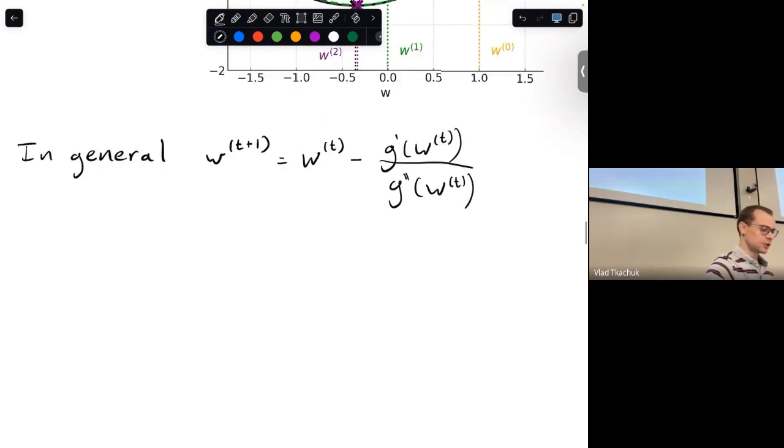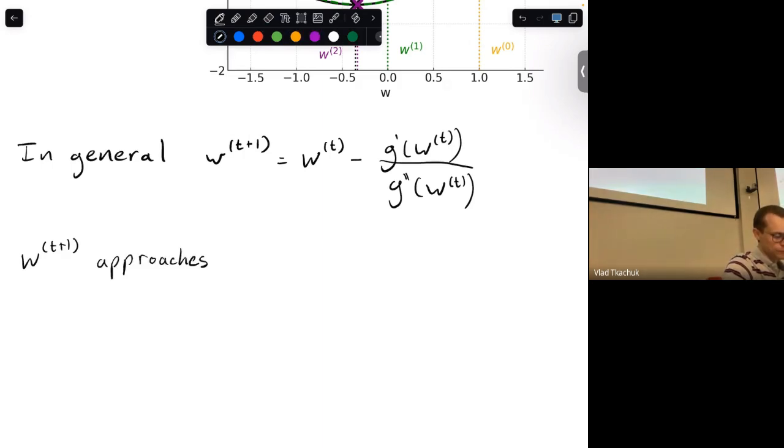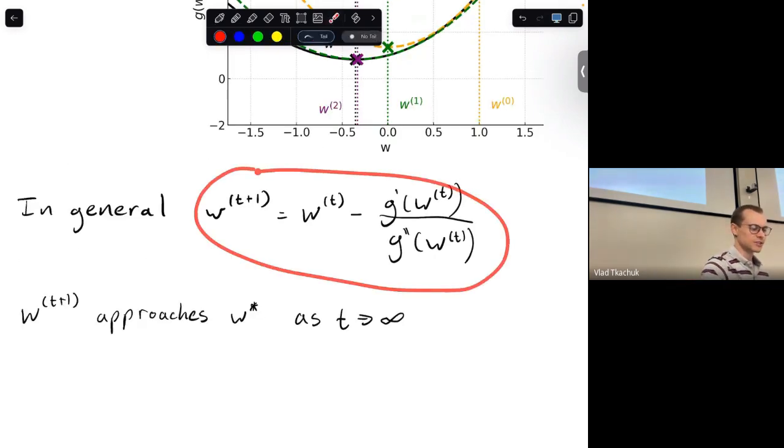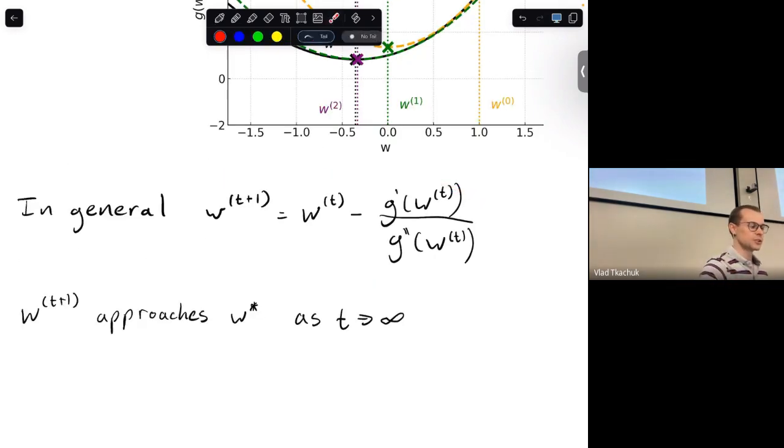Right. And so here's what the story is, which is that W_{t+1} approaches W star. This just means it gets closer and closer to the true W star as t goes to infinity. So the more steps you do of this, and I'm using this word steps, but like iterations or whatever, of this process, then you get closer and closer to W star.